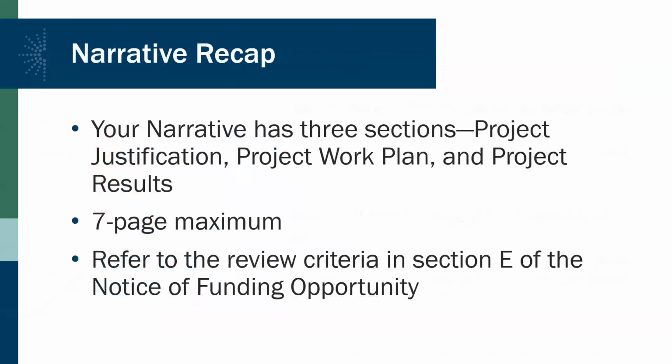So, to recap, your narrative has 3 sections: project justification, project work plan, and project results, and you have 7 pages for it. The sections are all equally important. Write clearly, address what we ask you to address, and keep an eye on those review criteria. We're telling you here exactly what the reviewers will look for, so make it easy for them to find it and understand it.